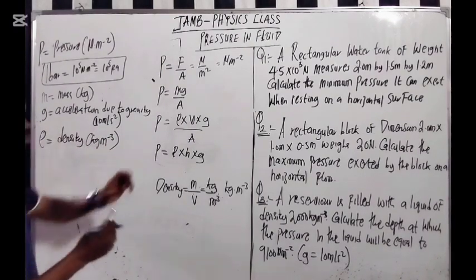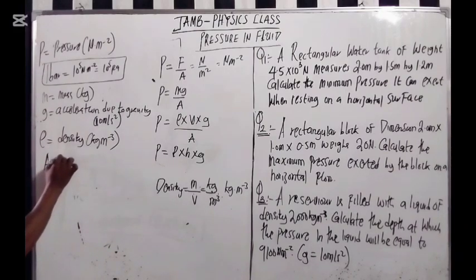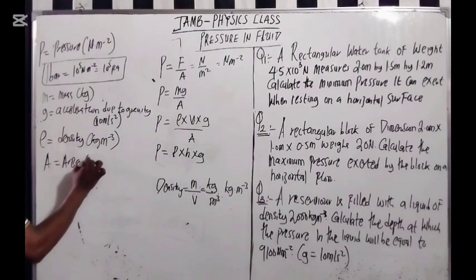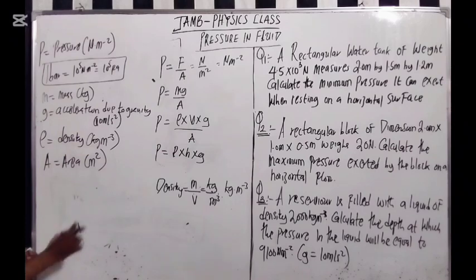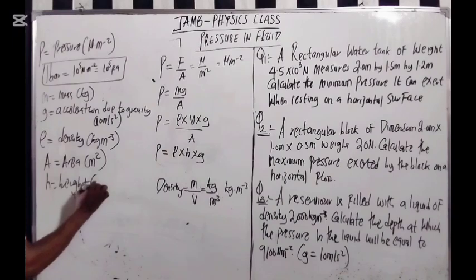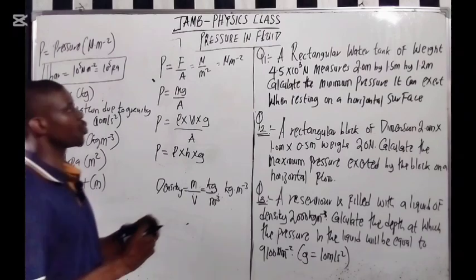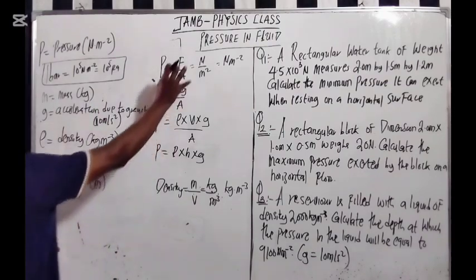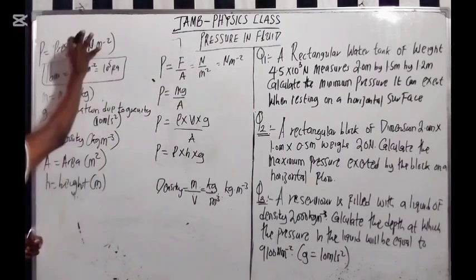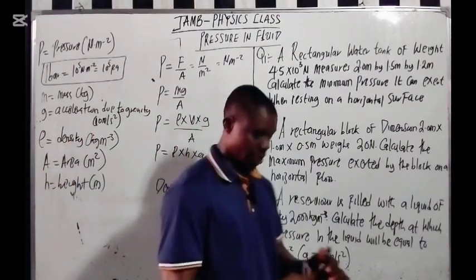Now A is the area, which is in meter square. This is that. h is the height, which is in meter, right? So these are everything to know when it comes to pressure in liquid. These are all the formulas and these are the definitions. So please take down so I can solve this problem here.